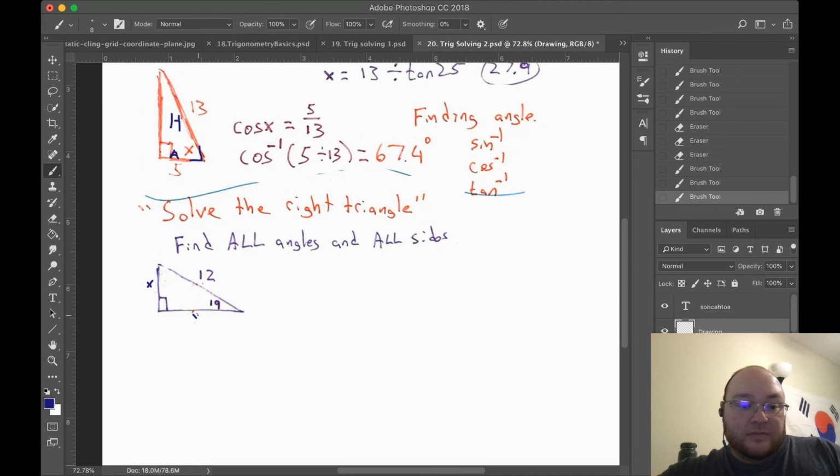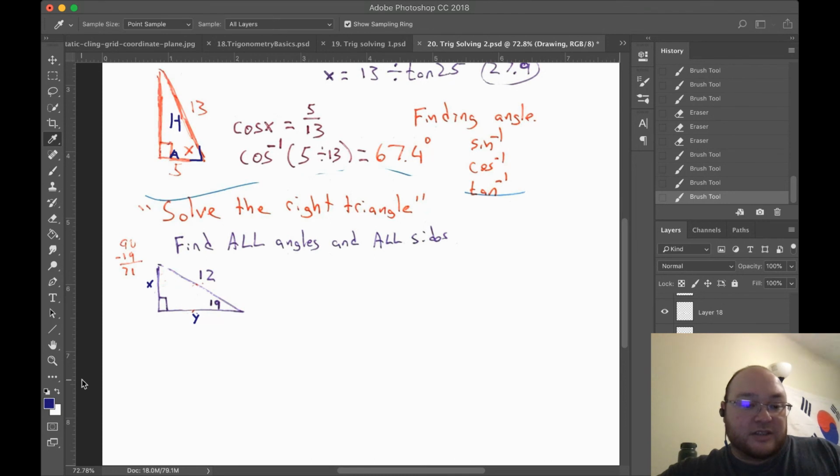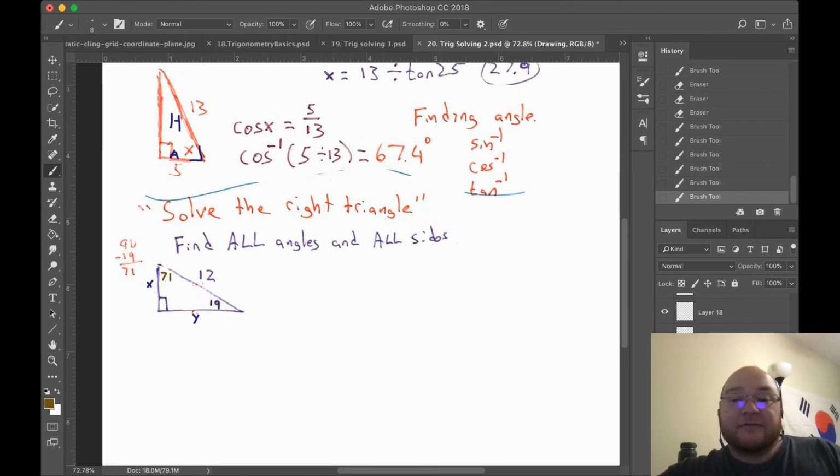So the first thing is you should be able to find this angle here because we know that this is 90. Triangles add up to 180. So these two will always add up to 90. So you could always just do 90 minus 19. For some reason, I did not write that down there. So this is 71 degrees. And you have to have that angle.